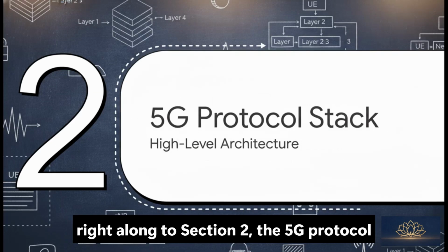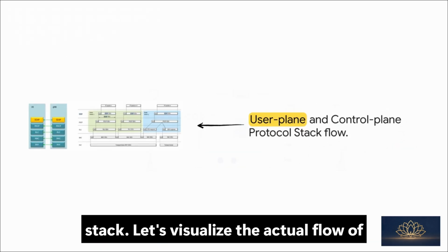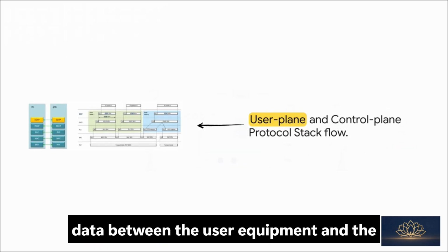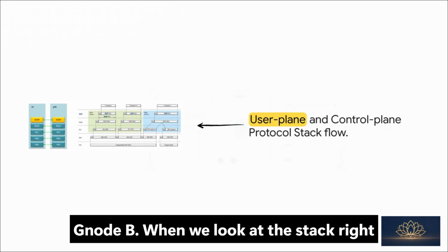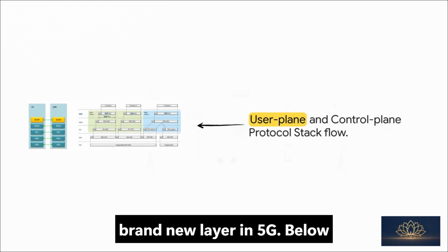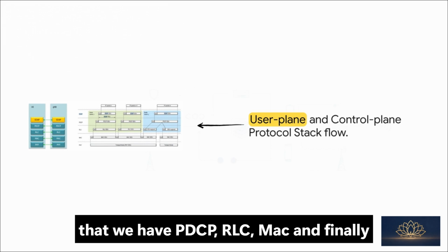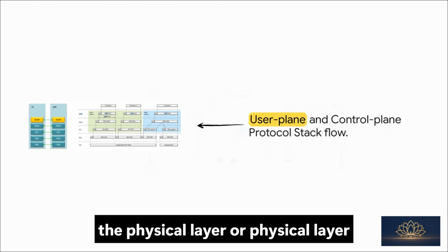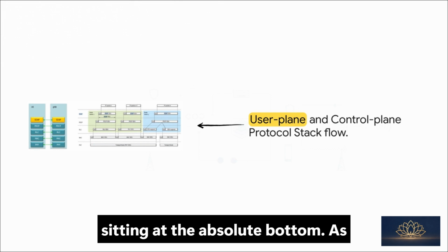Okay, moving right along to Section 2, the 5G protocol stack. Let's visualize the actual flow of data between the user equipment and the gNodeB. When we look at the stack, right at the top you'll spot SDAP. That is our brand new layer in 5G. Below that, we have PDCP, RLC, MAC, and finally the physical layer, sitting at the absolute bottom.